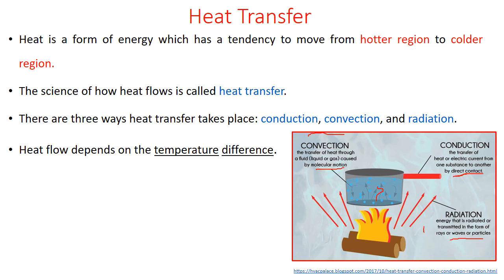And what is radiation? Radiation heat transfer occurs when heat is radiated or transmitted in the form of waves or particles. When you sit somewhere near the flame, you can experience some heat waves moving in and around you. That is because of the radiation effect. Radiation heat transfer majorly occurs in terms of electromagnetic waves, which we are going to discuss in the coming slides.